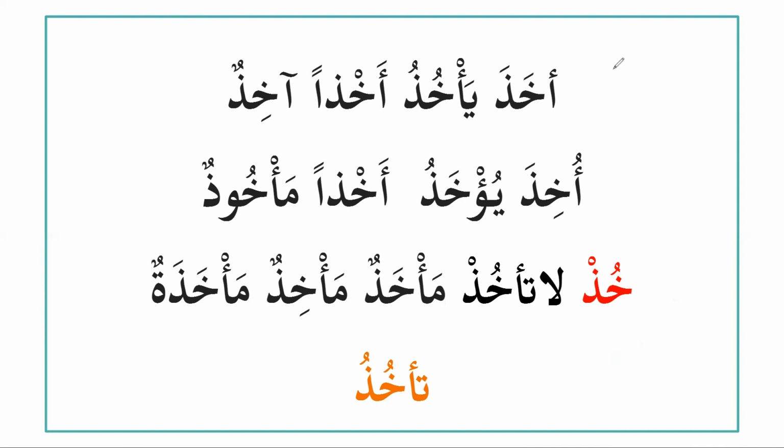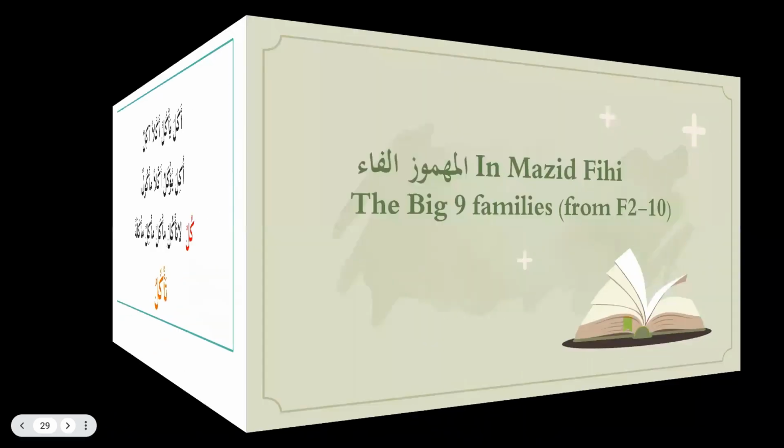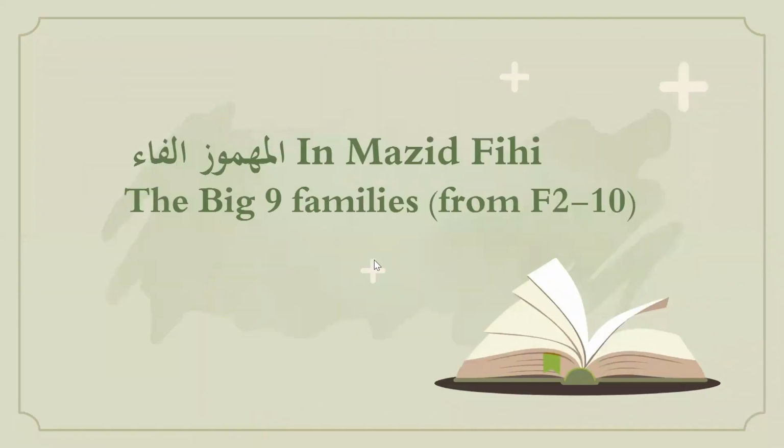Okay, so now we are coming to today's topic. Now we are moving on to the Mazid Fihi family. Regularity is the same, Mahmoozul fa, hamza as the first letter, but in the Mazid Fihi family. And you know what the Mazid Fihi families are.